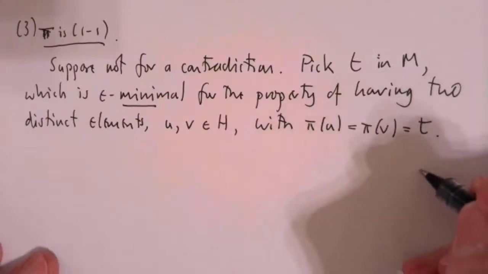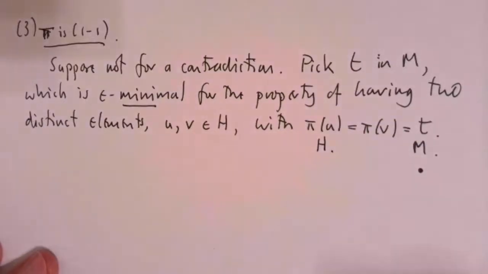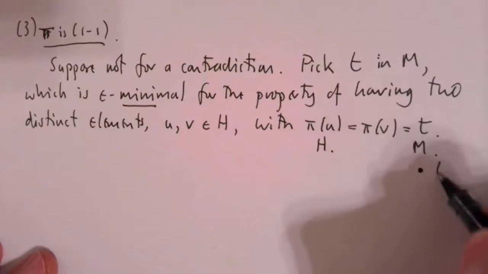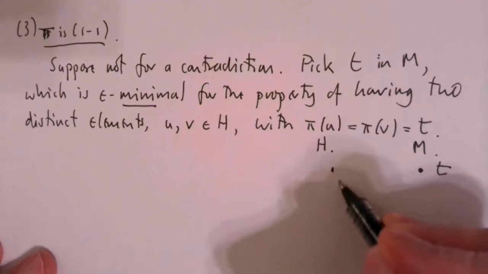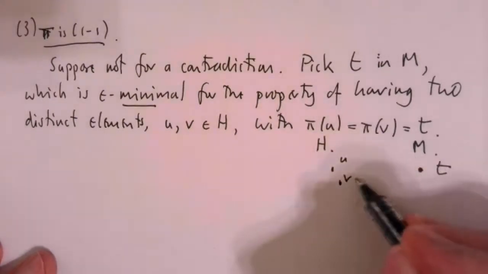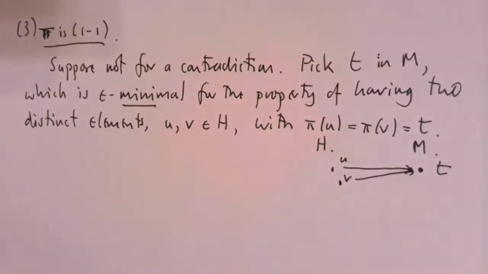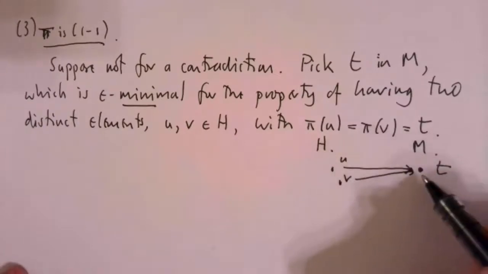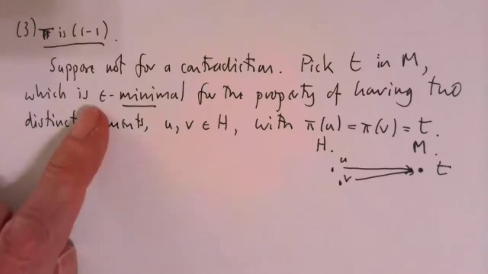So if I'm looking over here on M, and here is H, here is some T, and what we have over here in H is some U and some V, which are different, and they're both sent to T. And the assumption is that T is epsilon minimal with this property. I can say that because epsilon is a well-founded relation. So any non-empty collection of sets, there will be an epsilon minimal element in there.